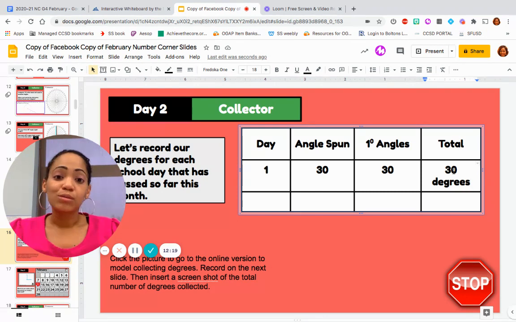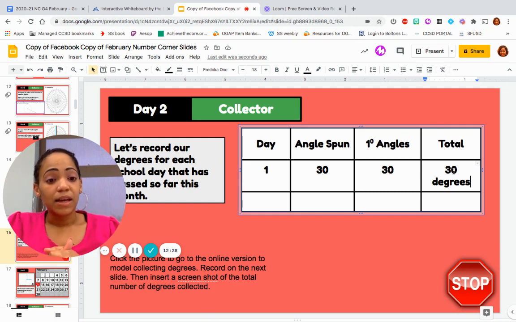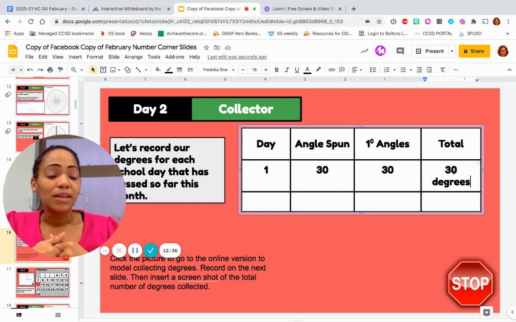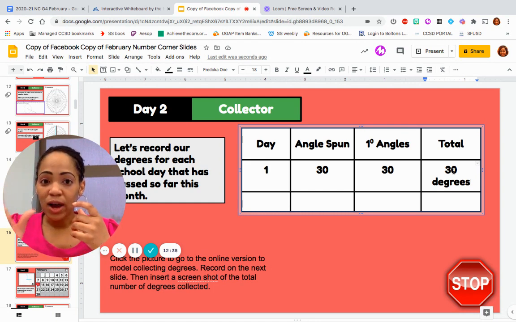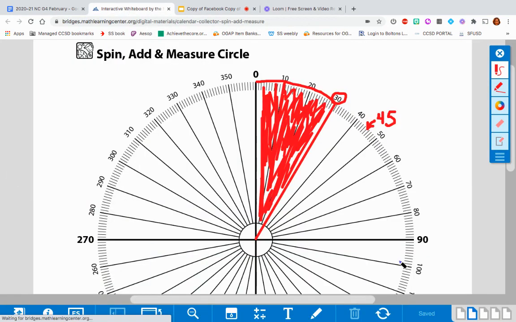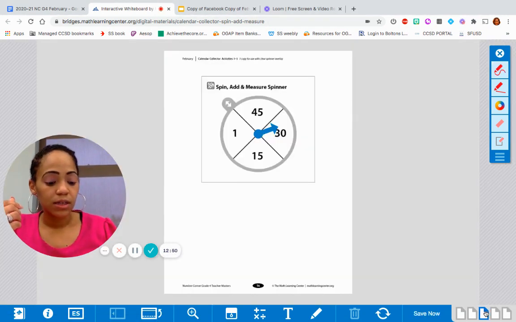Now, we also always make observations about what we know. And so if I were to fill in my observation part of the recording sheet, I would say that I understand that 30 degrees is 1/12 of a full rotation. It is because we counted 12 30-degree chunks in a full rotation. But we're not done because we have to roll again for today, which is day 2. So let's roll again.